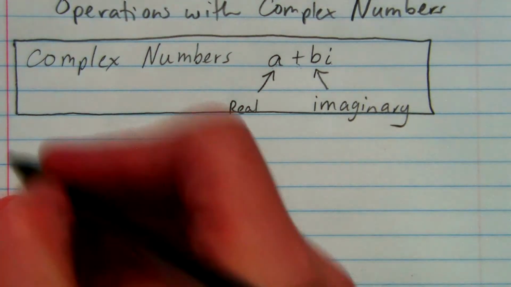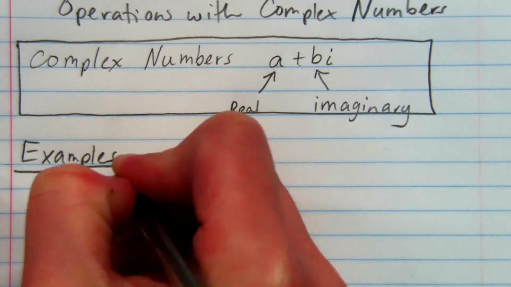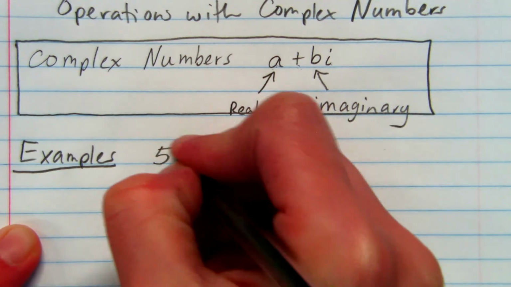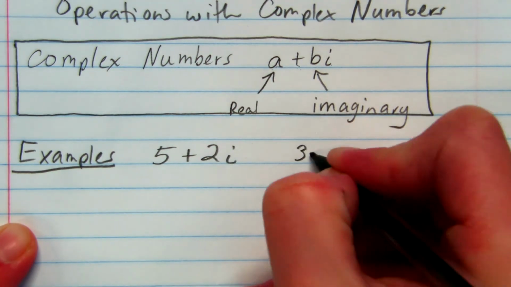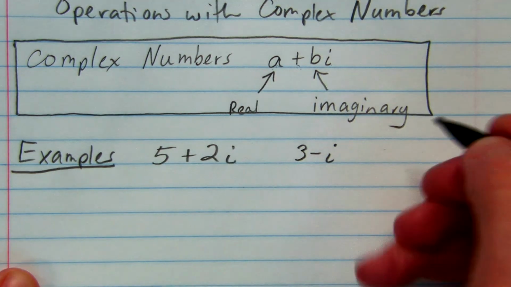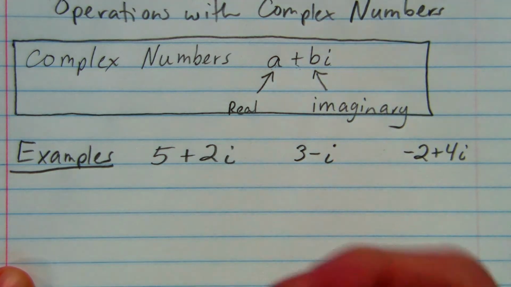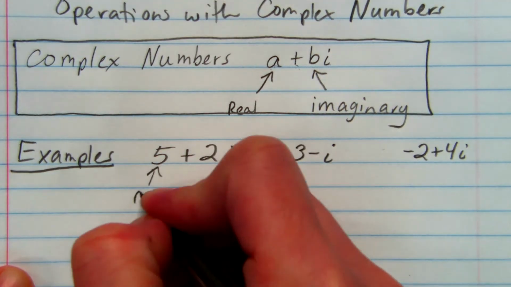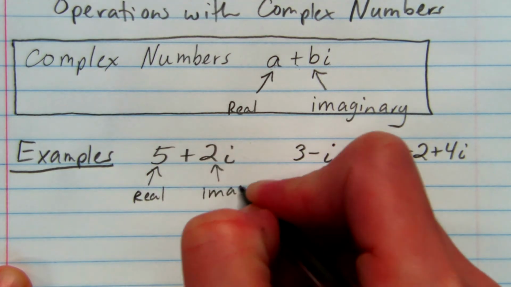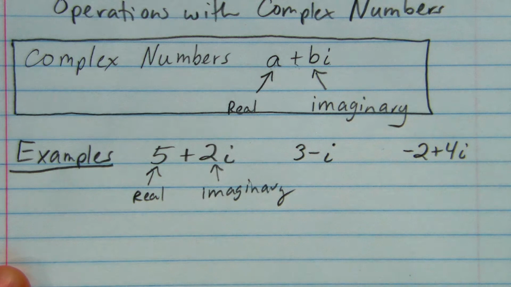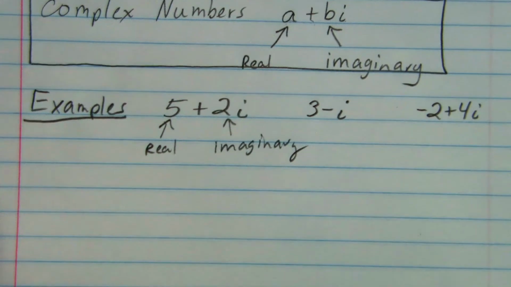So I'll give you some examples of what complex numbers look like. So I can have 5 plus 2i. You can have 3 minus i. Negative 2 plus 4i. So generally speaking, they always put the real part first and the part with the i's, which is the imaginary part, second. So these are just examples of what complex numbers look like.